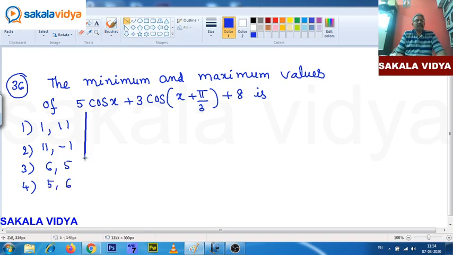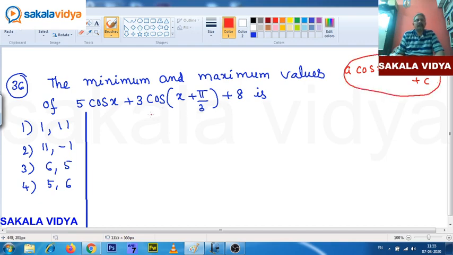So, I have not discussed this type of question. This is very, very important. So, please try to concentrate on this question. Here it seems to be of the form a cos x plus b sin x plus c, but do not apply the formula directly unless you simplify this. First you need to simplify, then you need to apply. So, this is the plan to be applied here.